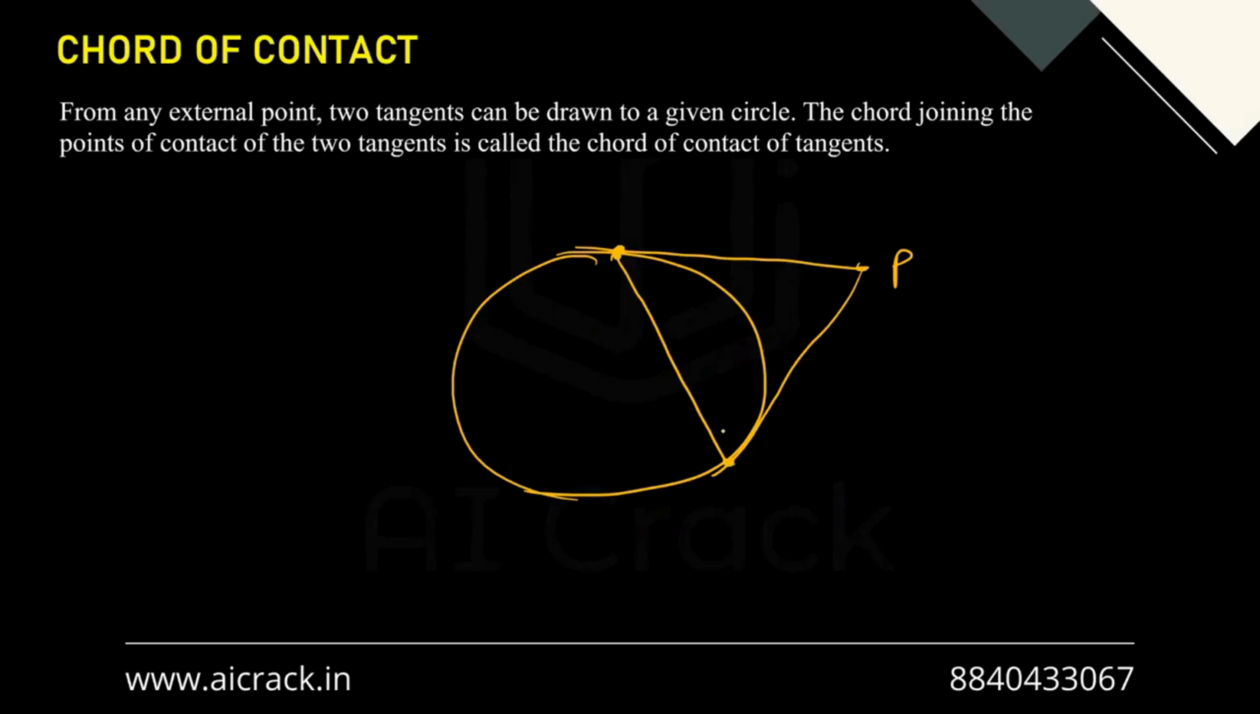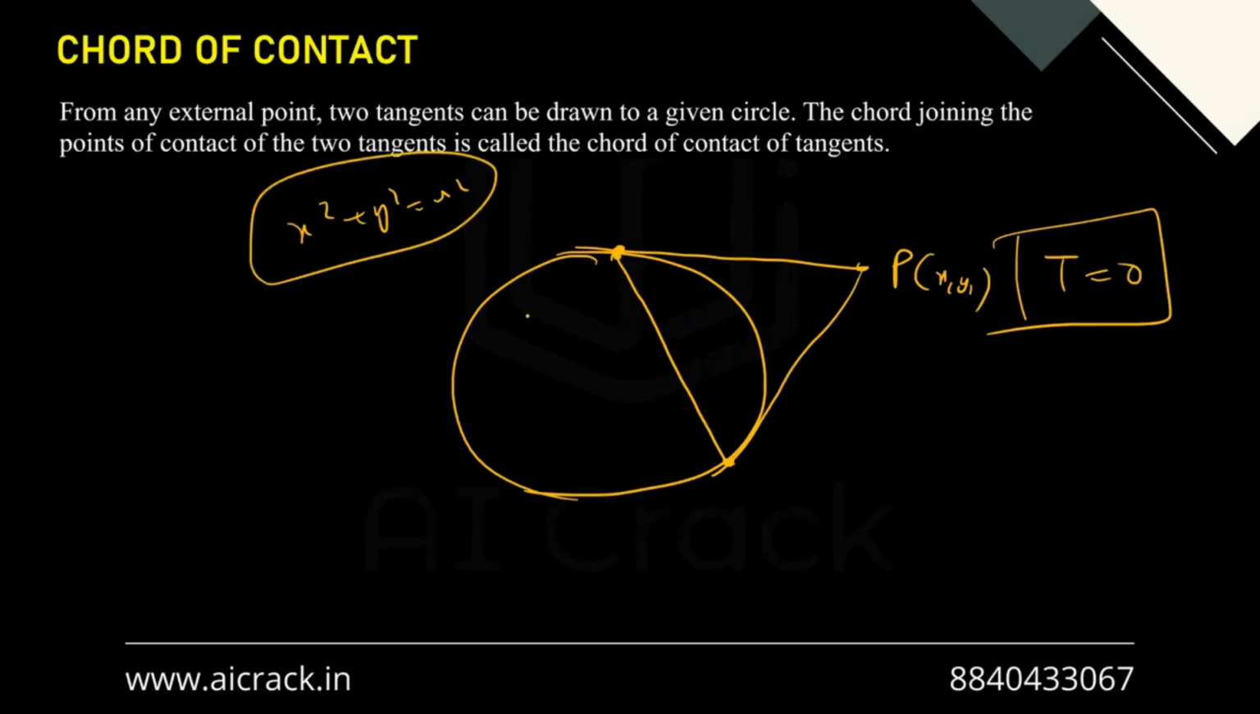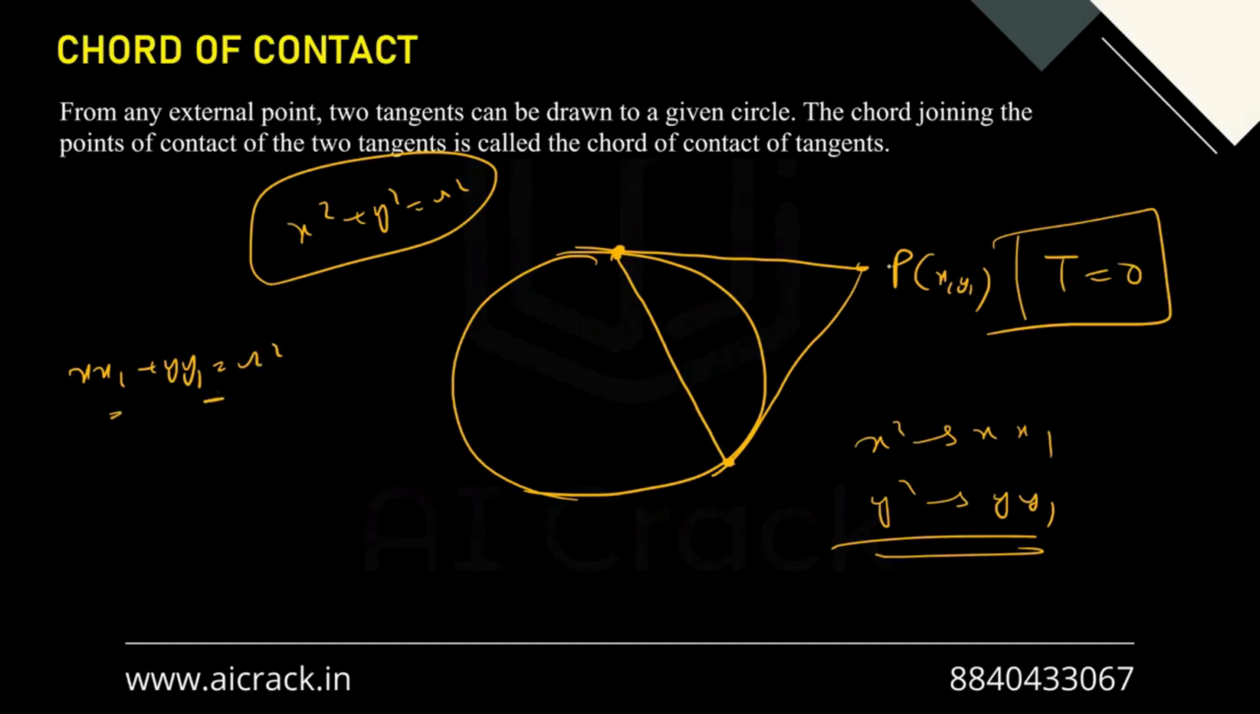And that chord is called chord of contact. Now again, we are going to use the notation T equals 0 over here. We use the same notation for tangent, but the difference is we are using x1, y1 as this point. So let's say this circle is x square plus y square equals r square. In this case, we do the transformations: x square is replaced by x x1, y square is replaced by y y1. We don't have any x and y terms, so we do these two transformations in this equation and we get x x1 plus y y1 equals r square. Now this x1 and y1 over here is this external point.